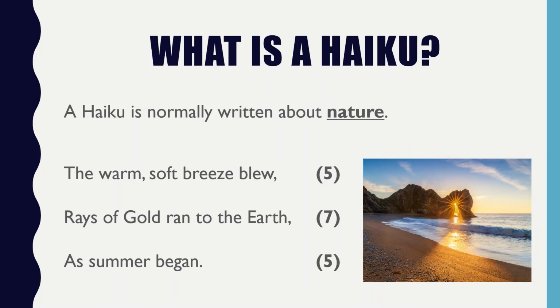Here's an example. I'll read it to you and then I'll read it to you again while clapping the syllables. The warm, soft breeze blew, rays of gold ran to the earth as summer began. Let's read it again with those syllables being clapped. The warm, soft breeze blew. Rays of gold ran to the earth as summer began. It has five syllables in the first line, seven syllables in the second line, and five syllables in the final line.